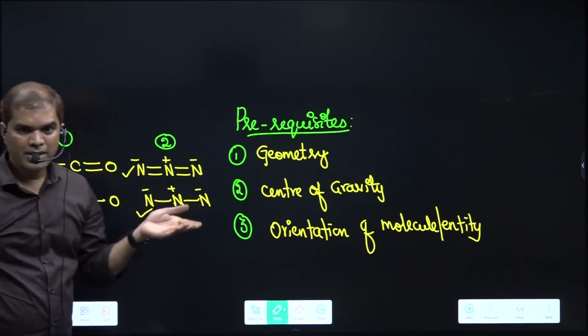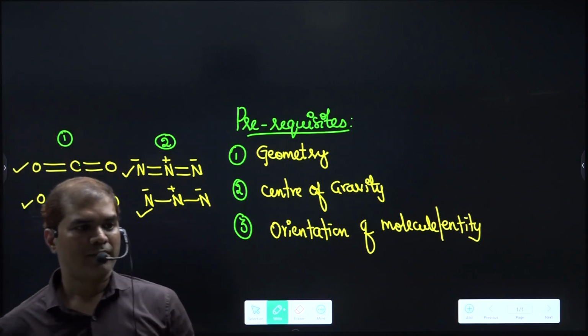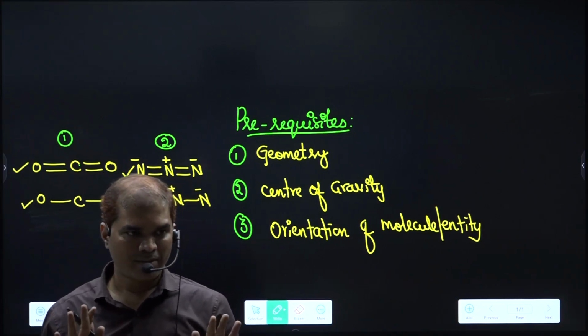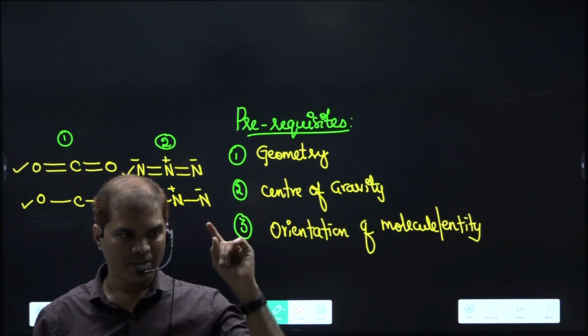For symmetry I can consider the second structures also. What is the reason? In symmetry I am not counting the number of bonds. I am nowhere related to VSEPR. I am nowhere related to chemical bonding.